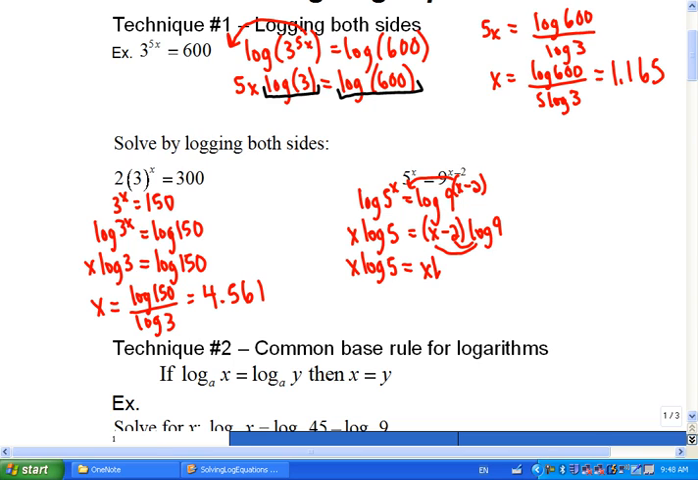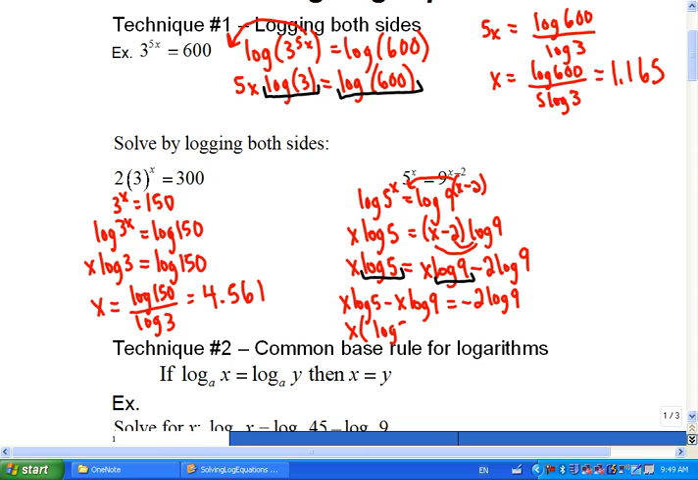And to start working with the x by itself, I'm going to have to distribute. So that'll become x log 9 minus 2 log 9. And it's like anything else. Remember, these are just numbers. So what I want to do is move my x's to one side, and I'll have x log 5 minus x log 9 equals negative 2 log 9. Now I can factor my x's out, so it'll become x times log 5 minus log 9.